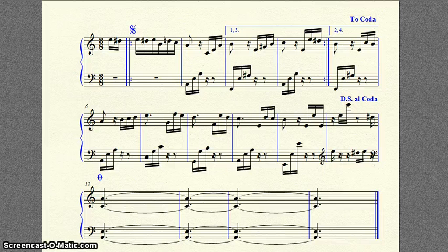We now see DS al coda. That tells us we return to the sign. At the sign, we play the first 2 measures again, and this time take the third ending, as it's our third time through this music. We play the third ending and return to the first measure. We again play those 2 measures, and this time jump to the fourth ending. This time we see "to coda," so we jump to measure 12, where the coda sign is, and finish the piece. Let's have a listen and follow along.